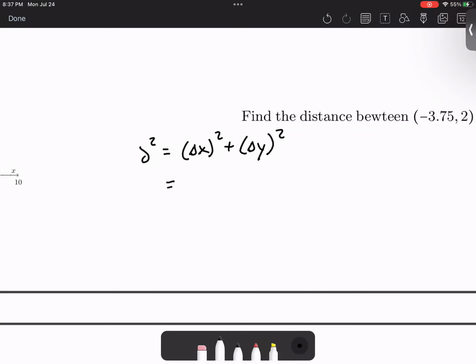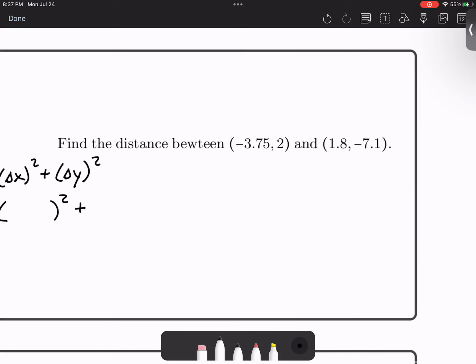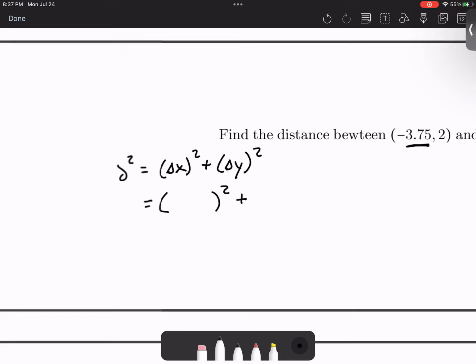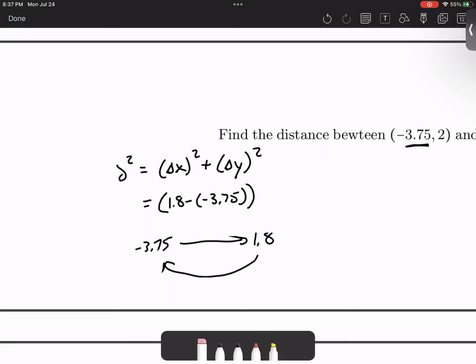So what is the change in the x? Well, the change in the x, I go from minus 3.75 to 1.8. So 1.8 minus a minus 3.75. Right, the change in the x is I start at minus 3.75 and I go over to 1.8. So the difference between these two gives me that distance.